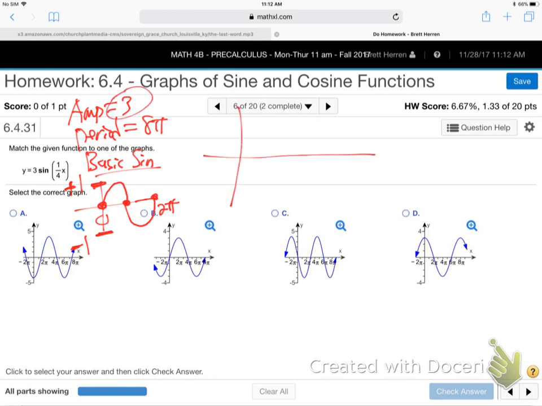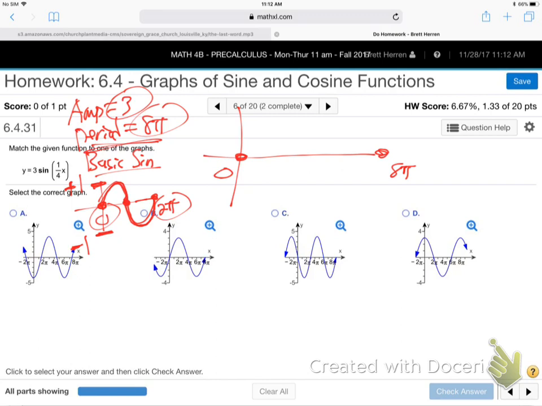This one has an amplitude of 3 and a period of 8 pi. So instead of between 0 and 2 pi, it'll do one cycle between 0 and 8 pi. And what will it do? It'll go up and 0, down and 0, between 0 and 8 pi, one cycle. Because that's what period means, right? How long till the end of one cycle.